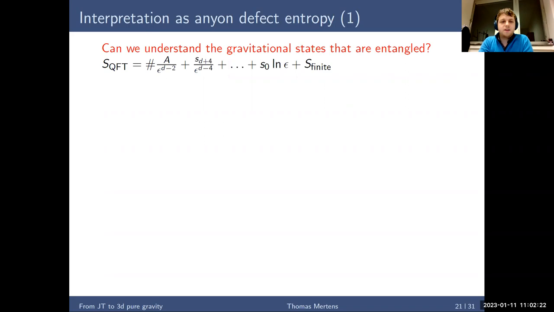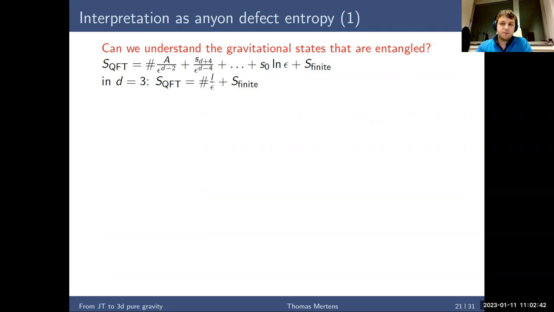So in generic QFTs, of course, this is the formula for the entanglement entropy across an entangling surface. There are these UV divergent terms, and then there's a finite term. Now, if you apply that to three space-time dimensions, you just get a linear divergence, proportional to the length of the entangling surface divided by UV regulator epsilon, plus a finite piece.